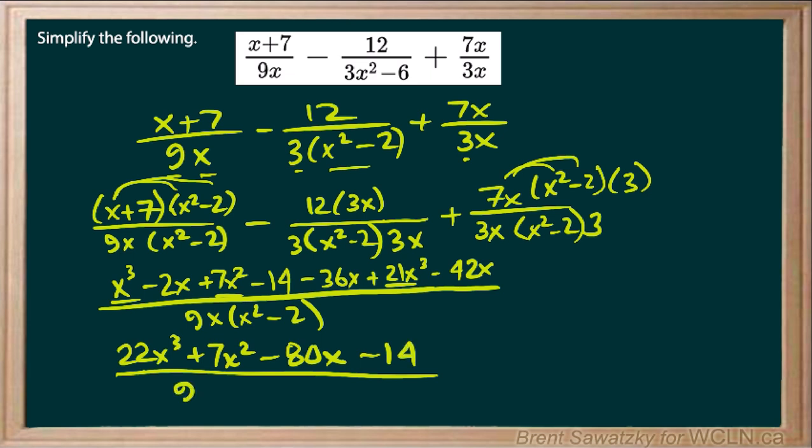And our common denominator, still x squared minus 2, and nothing more we can do there. We'll call that a wrap. That's our final answer.